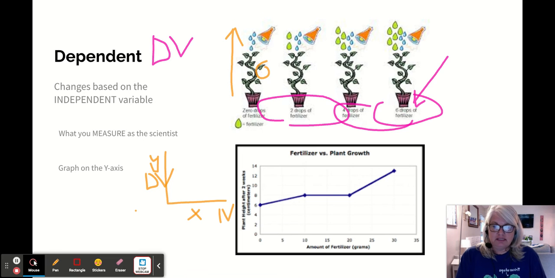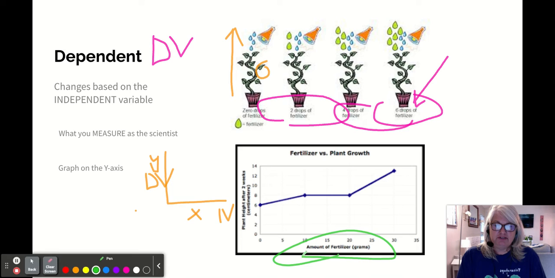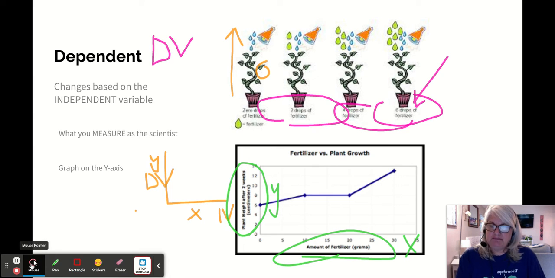So here is our graph again. Okay, and as you can see, we have amount of fertilizer on the x-axis, and we have plant height after 2 weeks on the y-axis. So perfect. That's how it should be.